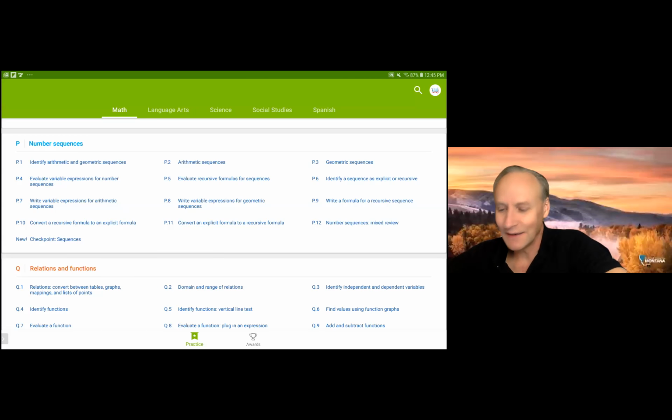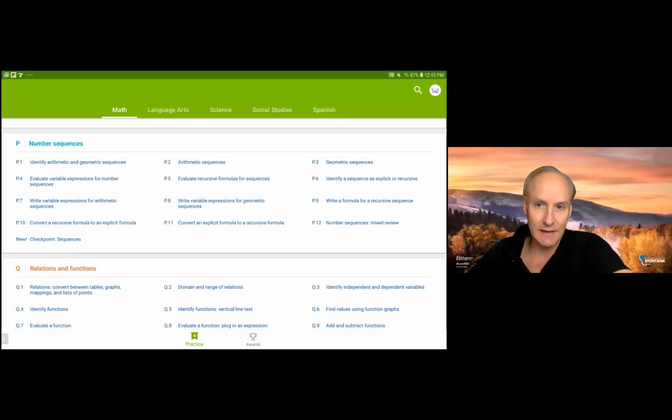Hi, everybody. Today we're going to do P4, which is evaluating variable expressions for number sequences. And the thing here, I'm so glad I looked at it ahead of time because there's two ways of looking at this, and I'm going to show you both of them. Hopefully, you'll be able to use my shortcut by the time you get to the end, and we'll get started.